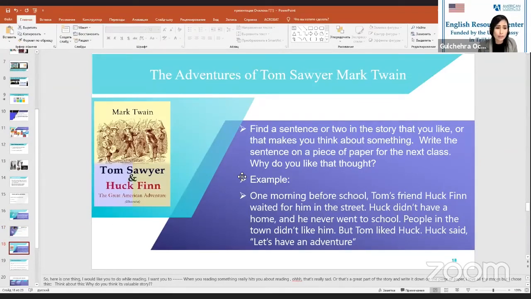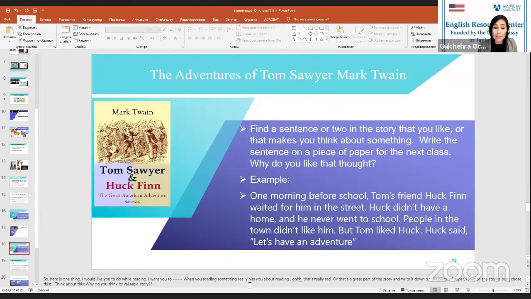Here is one thing I would like you to do while reading with your students. I want you to find a sentence or two in the story that you like or that makes you think about something. Write the sentence on a piece of paper. Why do you like that thought? Why do you really like that thought?